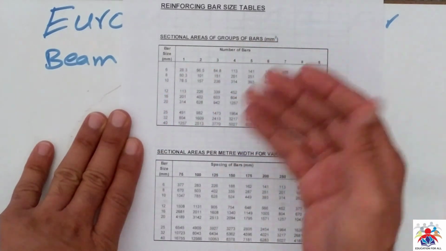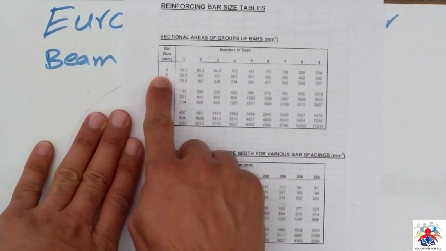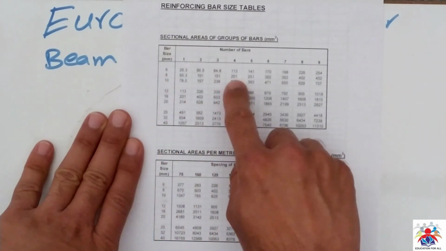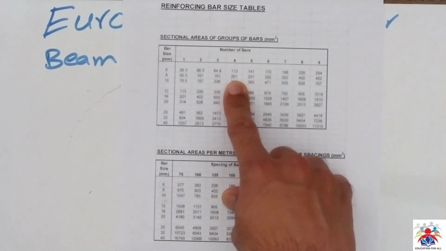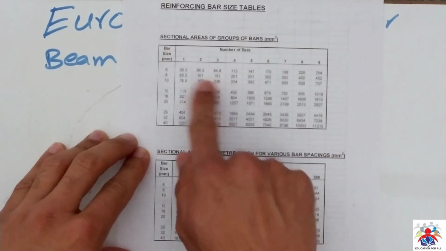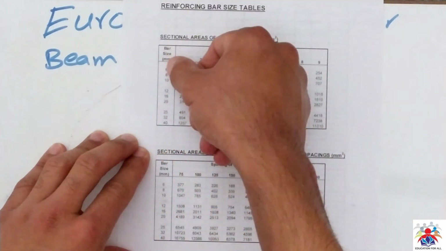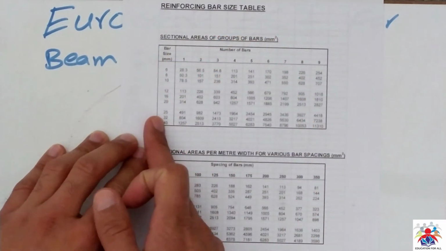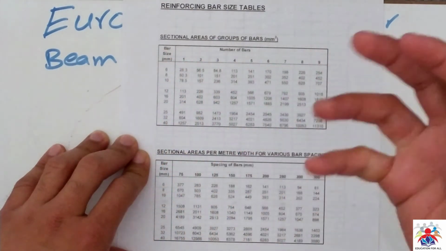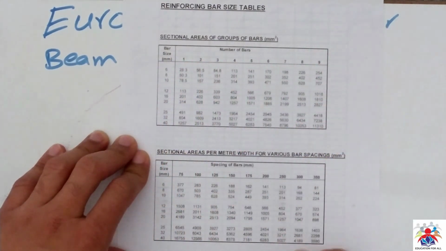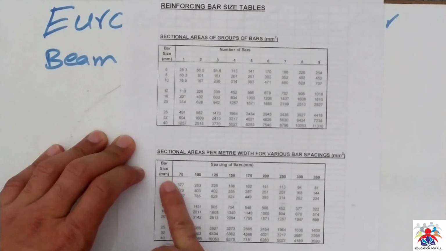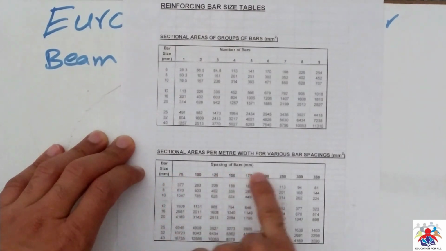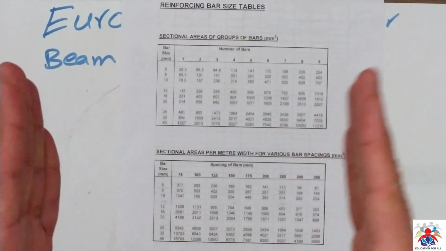Let's say we are using 4 bars of 8 millimeter diameter. Then the area we will take is 201, so 201 square millimeters of steel. So this is the area of steel, this is the number of bars, this is the diameter of the bar, the bar size, and these are the numbers of how many bars you are going to use in your beam. Similarly, we have bar size diameter, and then these are the spacing, how much difference there would be from one link to another link.